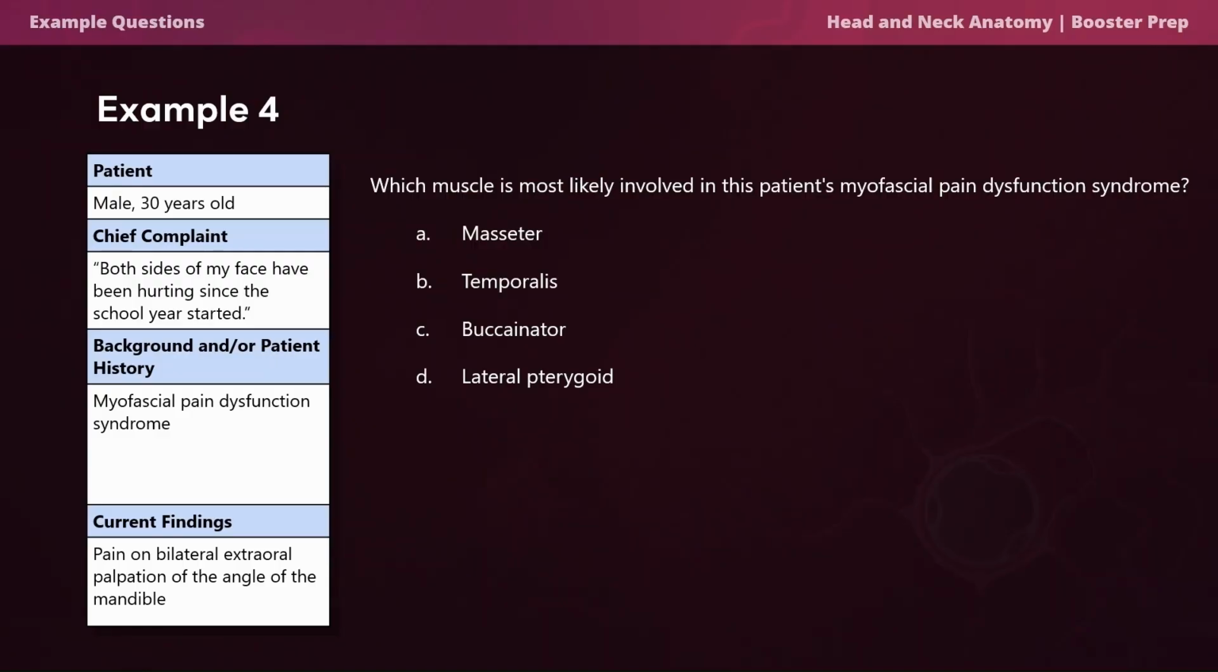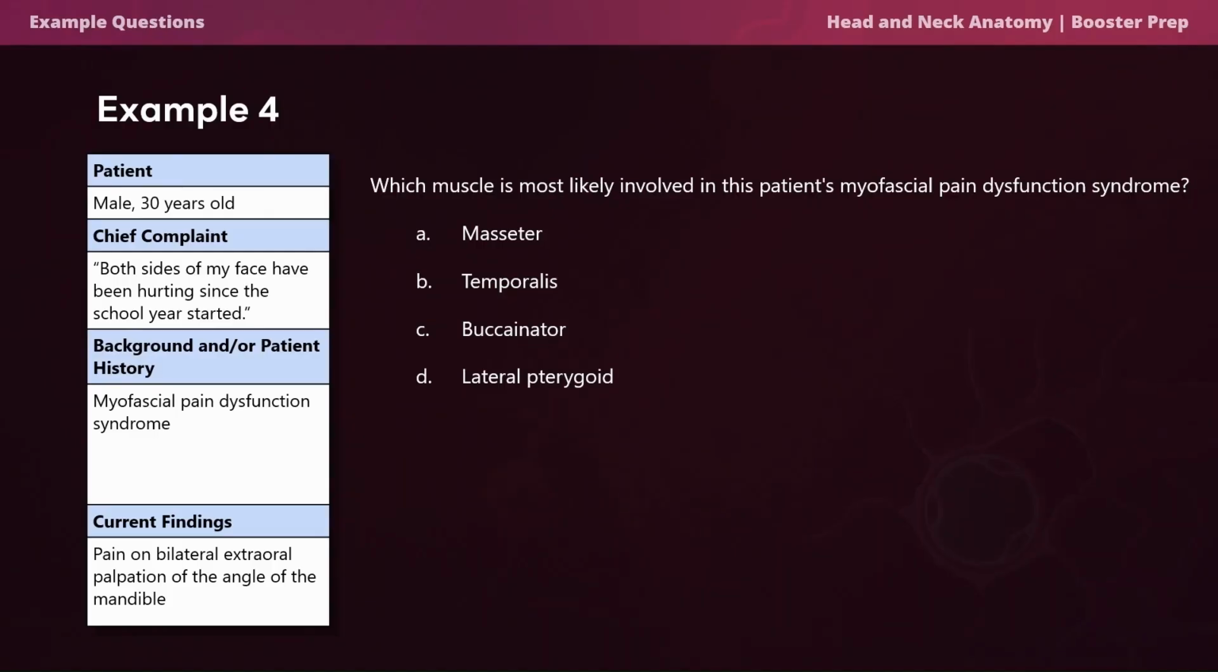Which muscle is most likely involved in this patient's myofascial pain dysfunction syndrome? So we have a male patient, he's 30 years old. His main complaint is that both sides of his face have been hurting since the school year started, and the background is that he has myofascial pain dysfunction syndrome, and the current finding is pain on bilateral extraoral palpation of the angle of the mandible.